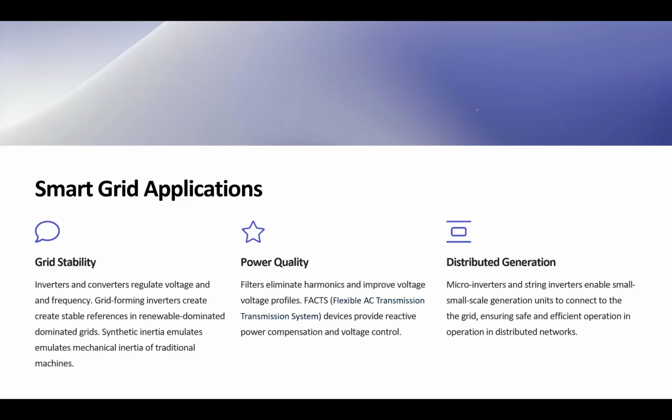Those power electronic devices that work on power quality are normally known as FACTS devices, flexible AC transmission systems. You could search on that. These are very good areas of work if you are interested in power electronics.